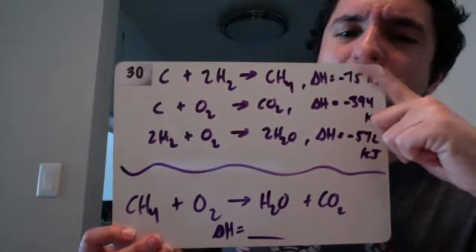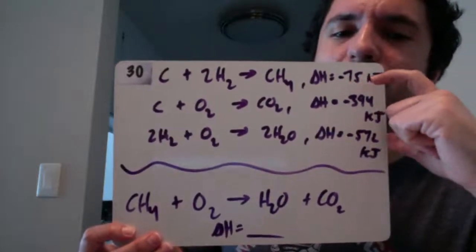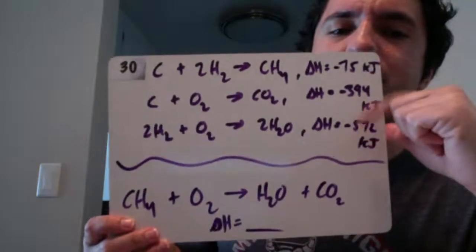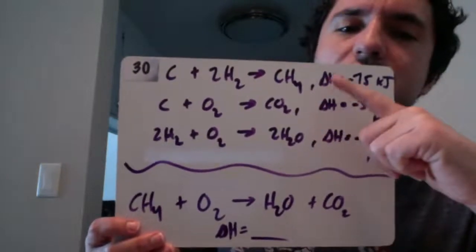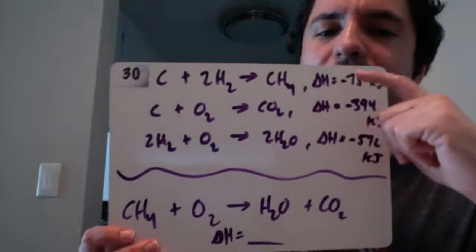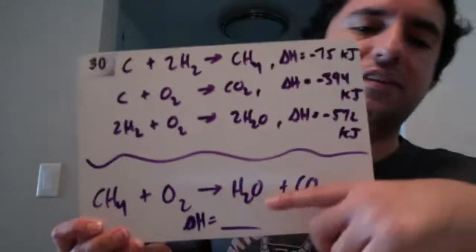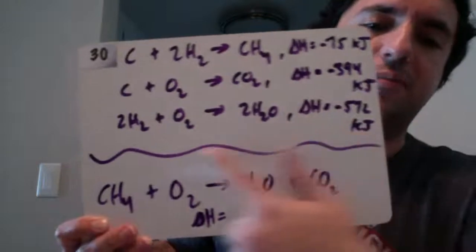I'm not sure. But it looks like I might just have to flip the first one by multiplying it by -1. So then once you change these delta H's by multiplying them by coefficients or negatives or anything like that, you add them all together, and that equals the total change in enthalpy for this chemical reaction.